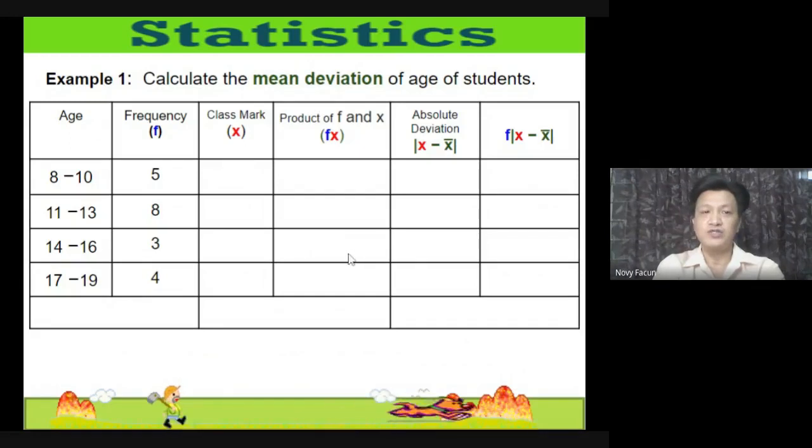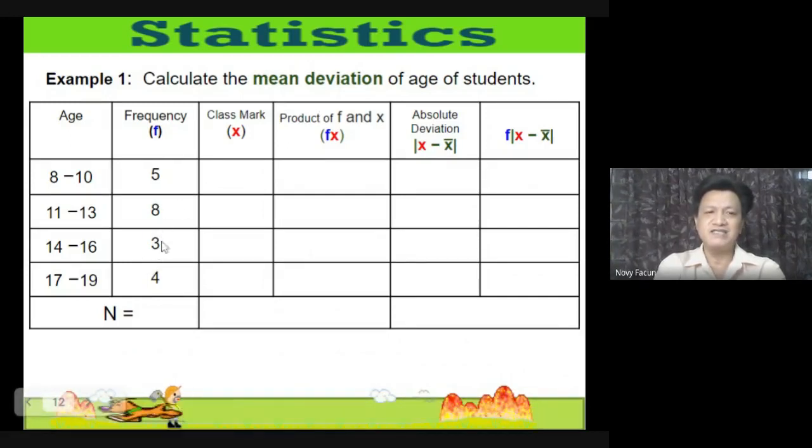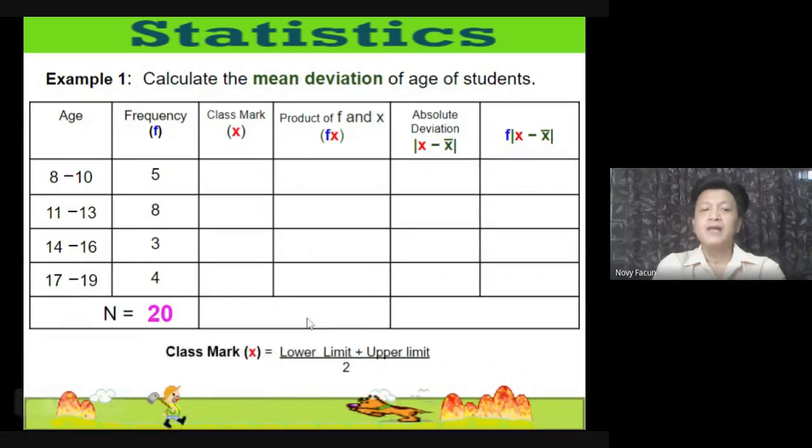for the mean deviation. So with that, okay, first, di ba, step 1 natin, hanapin muna natin yung total frequency. Add lang natin, that is 5 plus 8 plus 3 plus 4. That is equal to 20. To find the class mark naman, class mark is equal to lower limit plus upper limit divided by 2. Ibig sabihin, dito muna tayo sa 8 to 10. Okay, yung lower limit dyan yung 8, yung upper limit is 10. I-add lang natin, then divided by 2.